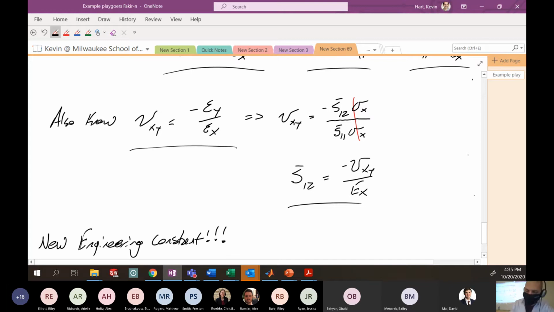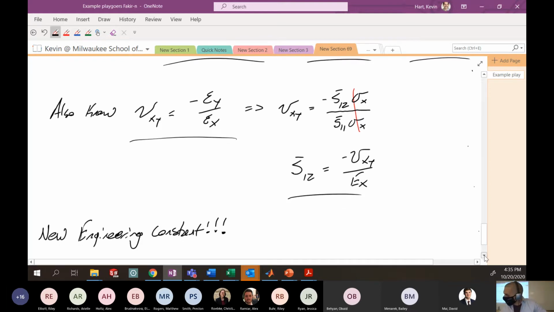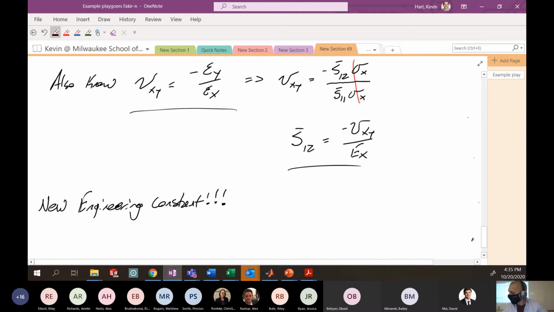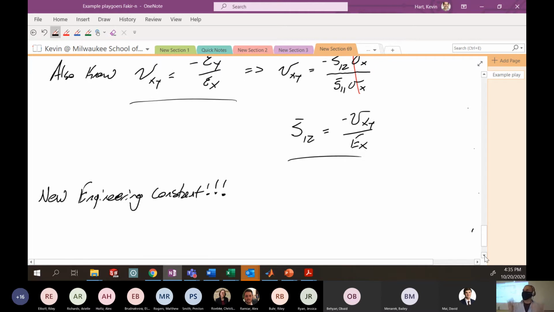It's a bonanza. New engineering constant. How many times do you get a new engineering constant in your life? It happens rarely, okay? You learn a lot when you're a sophomore, but when's the last time you learned a new engineering constant? Come on, when's the last time? Barely ever. How often does it happen? This is the first one we learned in this class. Come on. You got a new one, okay?